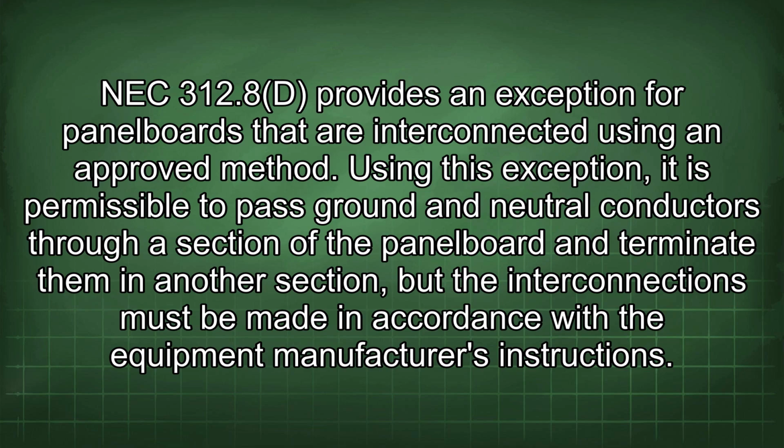NEC 312.8(d) provides an exception for panel boards that are interconnected using an approved method. Using this exception, it is permissible to pass ground and neutral conductors through a section of the panel board and terminate them in another section, but the interconnections must be made in accordance with the equipment manufacturer's instructions.